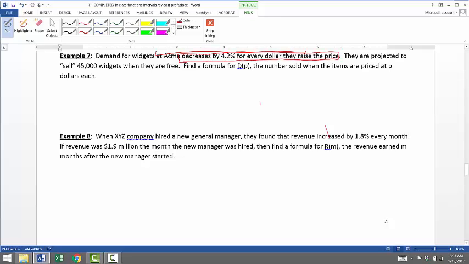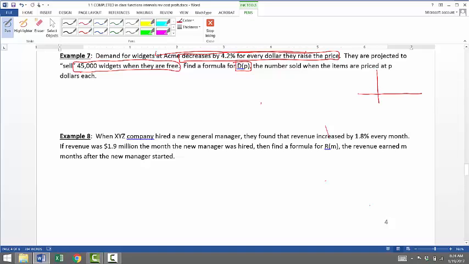They're projected to sell 45,000 widgets when they're free. I put sell in quotes because if they're free, they're really giving them away, not selling them. And it says to find a formula for D of P, which gives the number sold when items are priced at P dollars each. So again, just make sense out of input and output first.